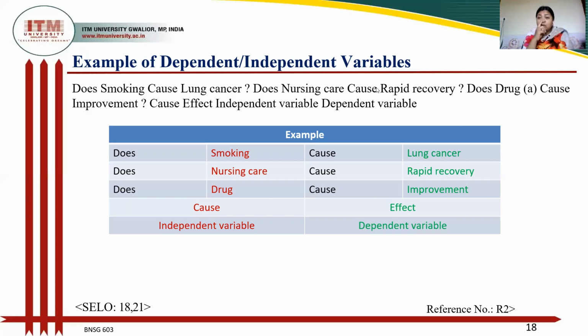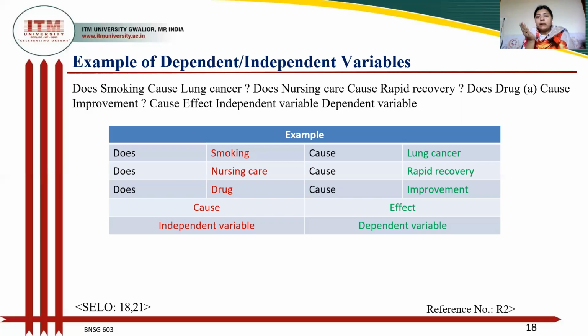So we cannot say that all the people who smoke will get lung cancer, or that all the nursing care we provide to patients leads to rapid recovery. But we say that good nursing care will cause rapid recovery. This is our assumption. Similarly, a good drug will give us good improvement.